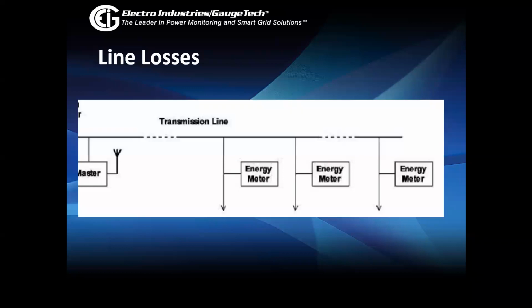Here's a little configuration of what we mean when we talk about line losses. We have a transmission line, we have upstream a master meter at the load side, and then downstream we have the energy meters. And those meters are where the losses would be calculated.